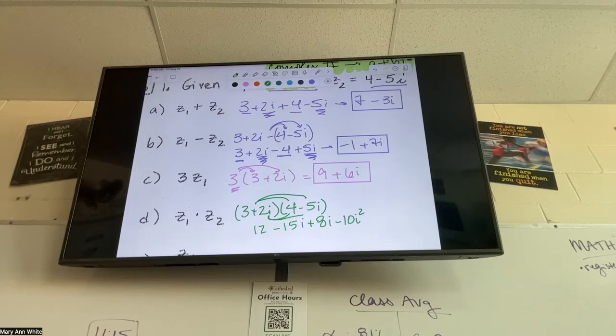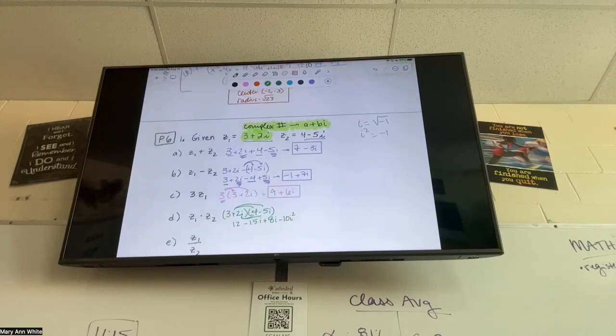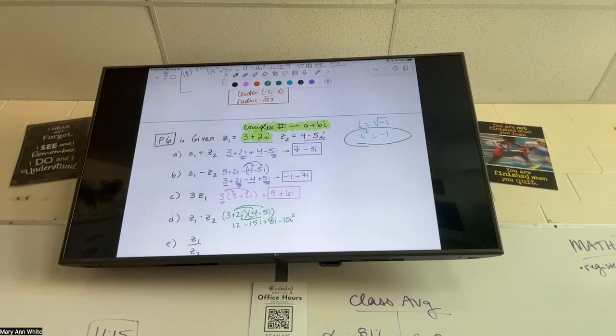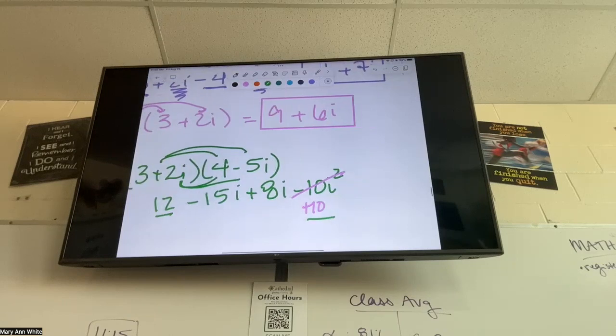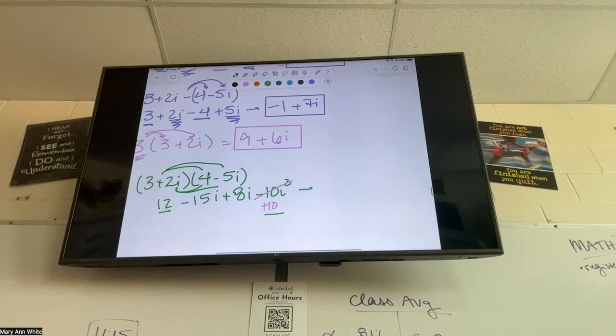Okay. Now, before I move on, just like we mentioned earlier, i squared is the same thing as -1. So that becomes a positive 10. Now, if you can keep everything in a row, you might have already made it positive 10. However, I'm afraid of losing a negative or not keeping my sign correct. So I write it like this, and then I change it to that plus 10. And then now I'm going to combine my like terms. I've got 12 plus 10, which is going to be 22. And then I've got -15 plus 8, which is going to be minus 7i.